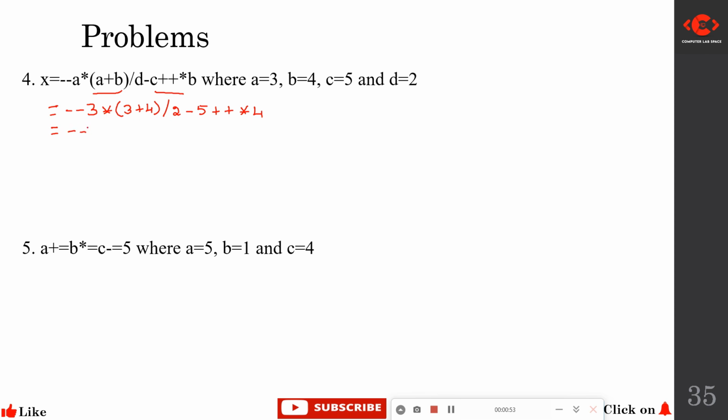So just write as it is, minus minus 3 into this one, the brackets. We need to remove the brackets first. So 4 plus 3 is equal to 7. 7 by 2 minus 5 plus plus. Since it is post increment, how are we going to do it?